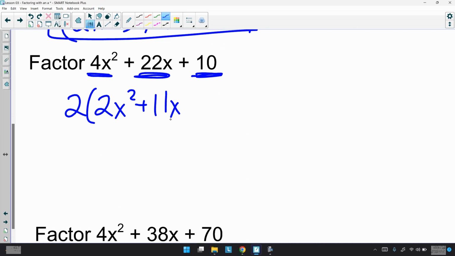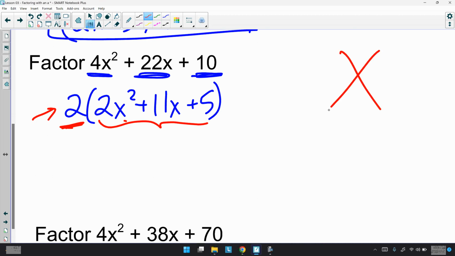Now, keep this in mind. I'm not going to worry about this guy. I'm focusing on this trinomial. But don't you dare forget about that too. Okay? So focusing on the trinomial, again, do the x. 11 on the bottom. Excuse me. 2 and 5 make 10. 2 times 5 is 10.